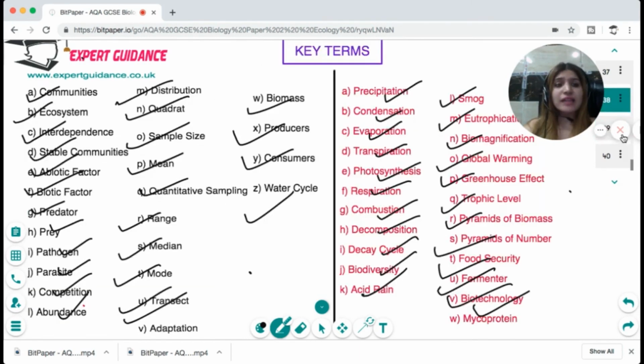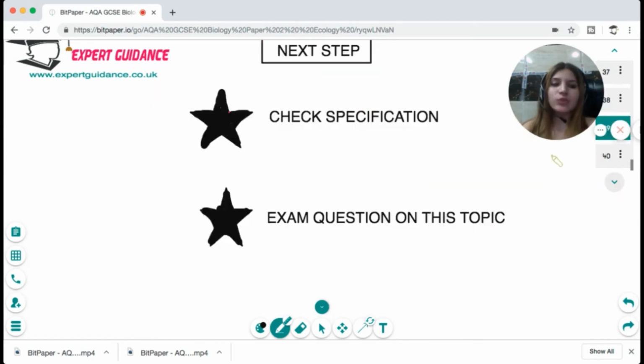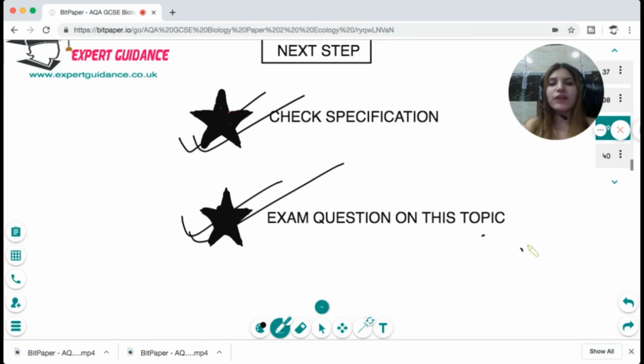So you can answer these terms, give a pause to the video, try these questions. If you are still not clear, look at the video again or refer to your textbook. Okay. Now, as always, what is our next step? You should check the specification, make sure everything in the specification is crystal clear to you, and do the exam questions on this topic, which can be found on my website.